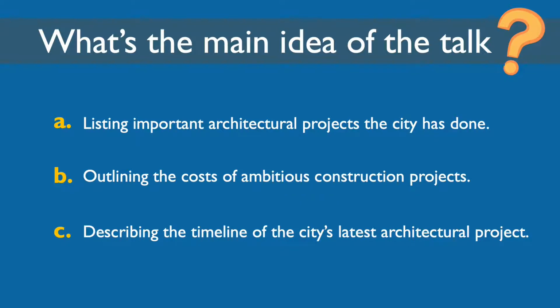Is it A, listing the important architectural projects the city has done? B, is it outlining the costs of ambitious construction projects? Or C, is it describing the timeline of the city's latest architectural project? So based upon what you saw before, which of these do you think makes the most sense? That's right, it's C, it's the timeline, because in every one of the main points we looked at, there was a focus on the time. What will happen and when.